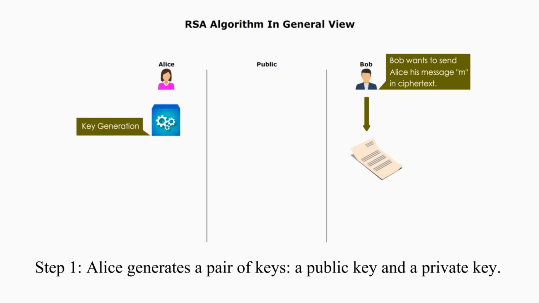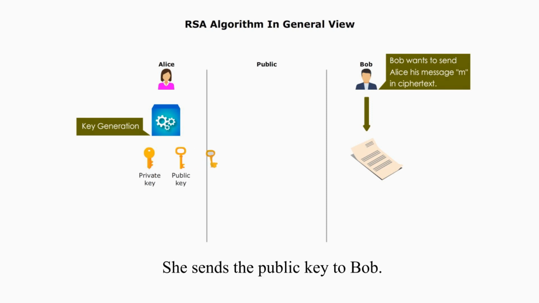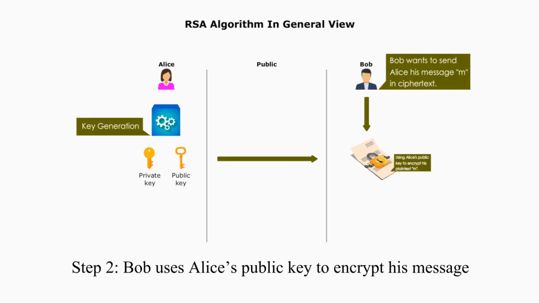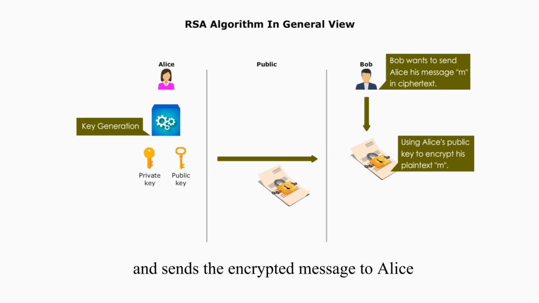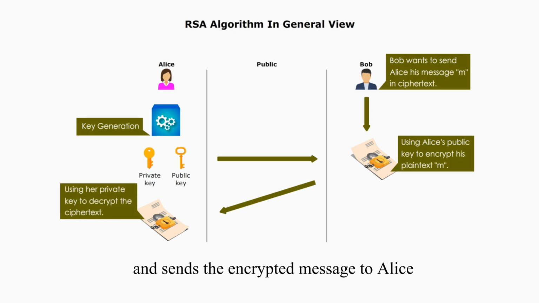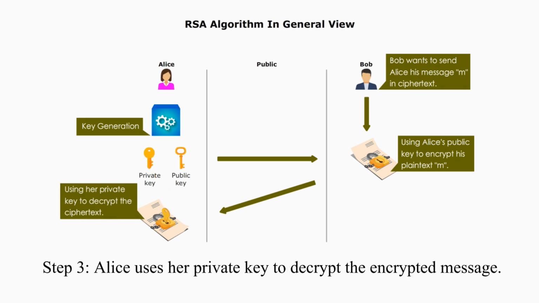Step 1. Alice generates a pair of keys, a public key and a private key. She sends the public key to Bob. Step 2. Bob uses Alice's public key to encrypt his message and sends the encrypted message to Alice. Step 3. Alice uses her private key to decrypt the encrypted message.